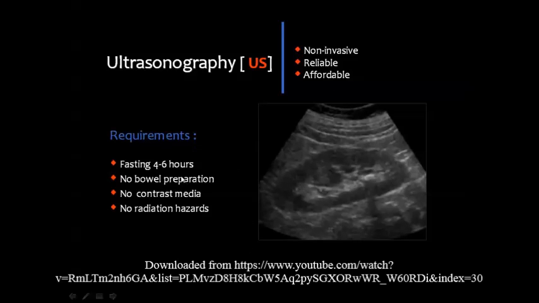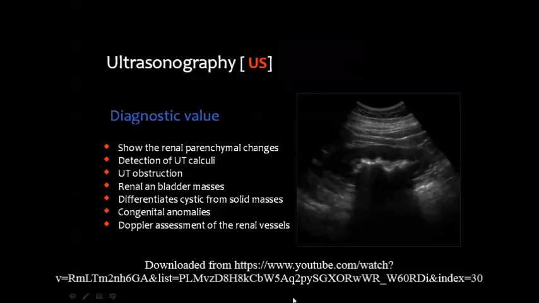Then ultrasound requires some fasting, and it may not require some bowel preparation, and it does not require the injection of contrast media, and of course there are no radiation hazards. Ultrasound is valuable in detection of the renal parenchymal changes. This is the normal echogenicity of the renal parenchyma.